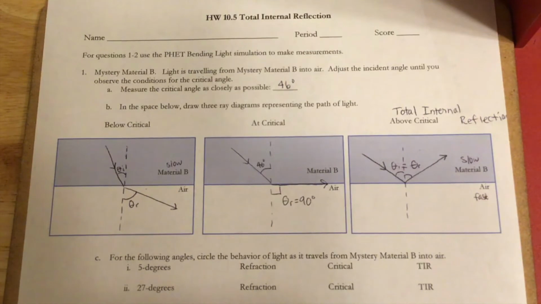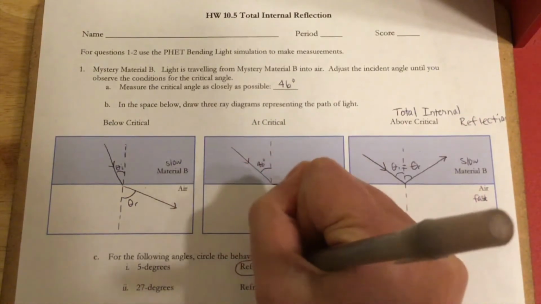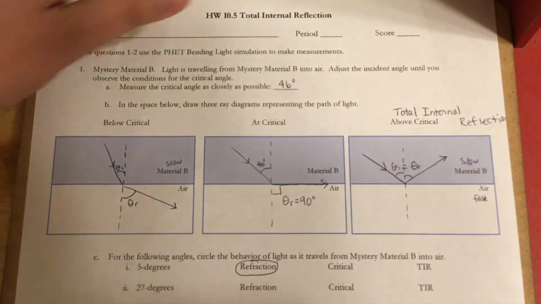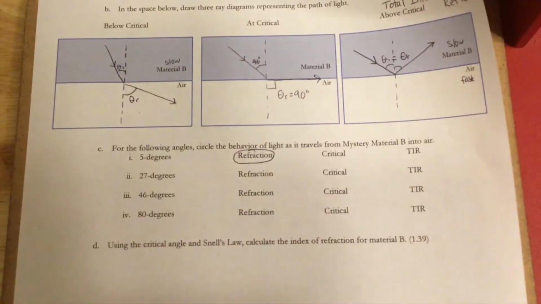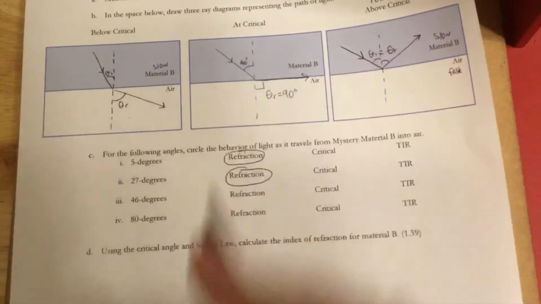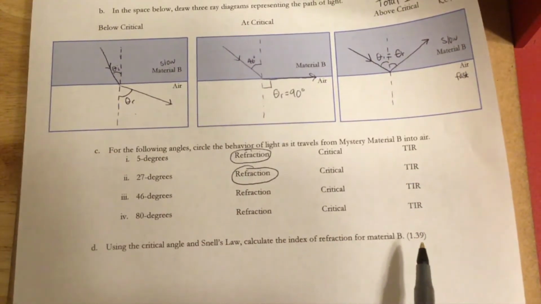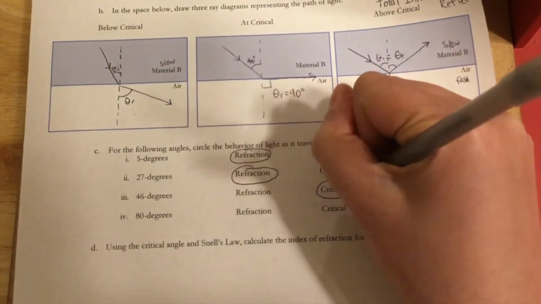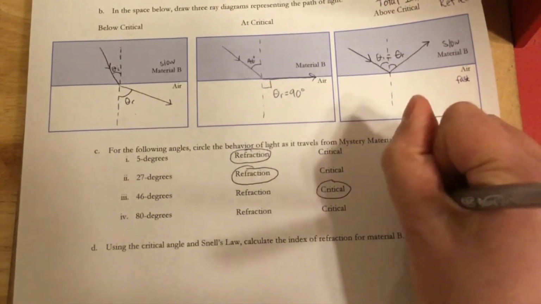Okay, so my critical angle is 46 degrees, so that means anything below 46 is just regular refraction. If you put this in the simulation, it works too. I get just regular refraction at 27 degrees. Looks just like this, actually. At 46, you get the critical angle. And at 80 degrees, you get total internal reflection.